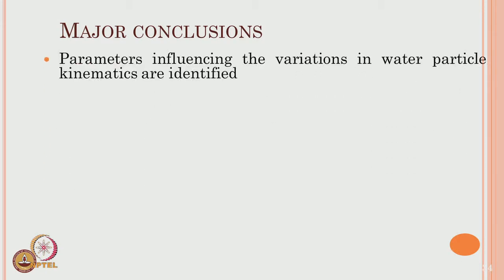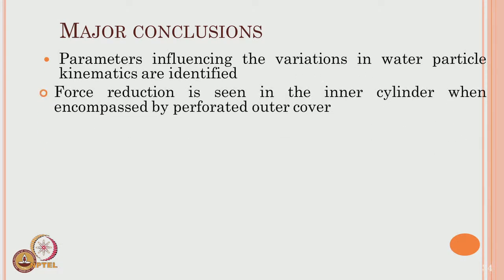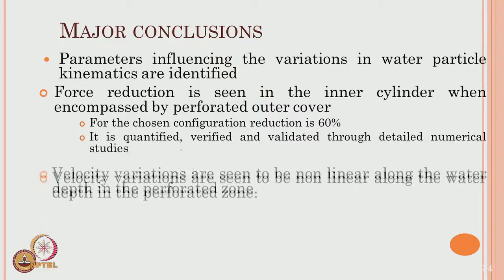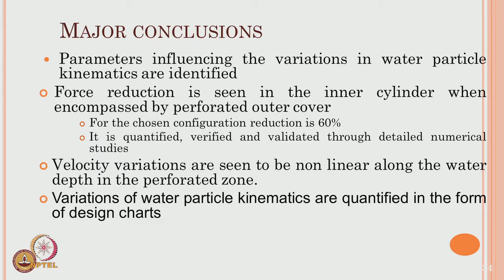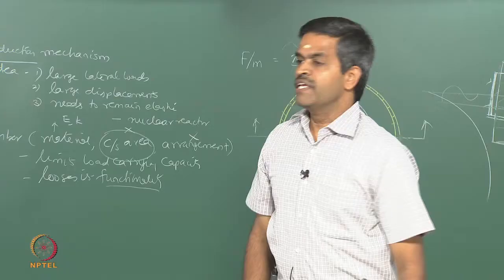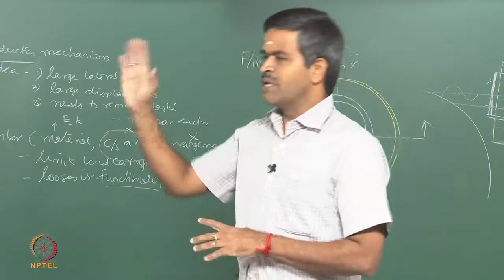Major conclusions: parameters influencing the variation are identified. Force reduction is seen in the inner cylinder. Velocity variations are seen to be nonlinear. Variations are quantified in the form of design charts, and the study has resulted in a lot of publications, which are available on the NPTEL website.